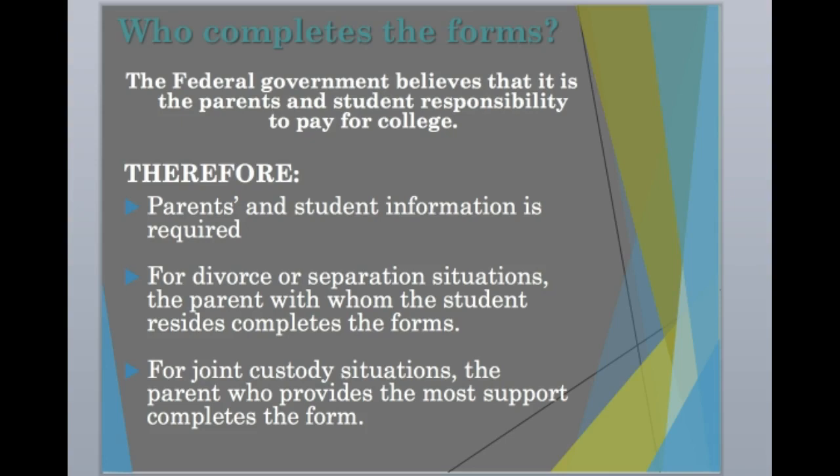So who completes the form? The federal government believes that it is the parent and student responsibility to pay for college. Therefore, parent and student information is required. For divorce or separation situations, the parent with whom the student resides completes the form. So whoever has full custody or the majority custody of the student will complete this form. Or in cases of split custody, whoever claims them on their tax return as a dependent. Or if it is a joint custody situation, the parent who provides the most support completes the form.